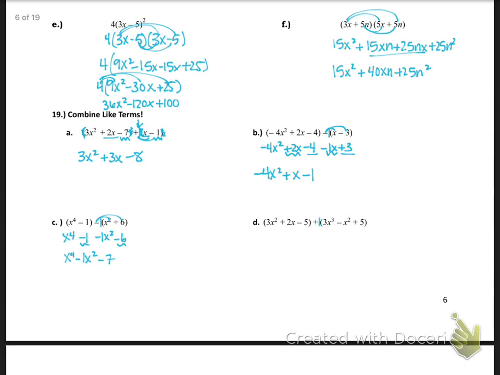Okay, plus 1 doesn't do anything, so I'm just going to go into combining. My x cubed comes first, then I take my x squareds to get 2x squared. Then my x doesn't have a buddy. Negative 5 and 5 gives me 0.